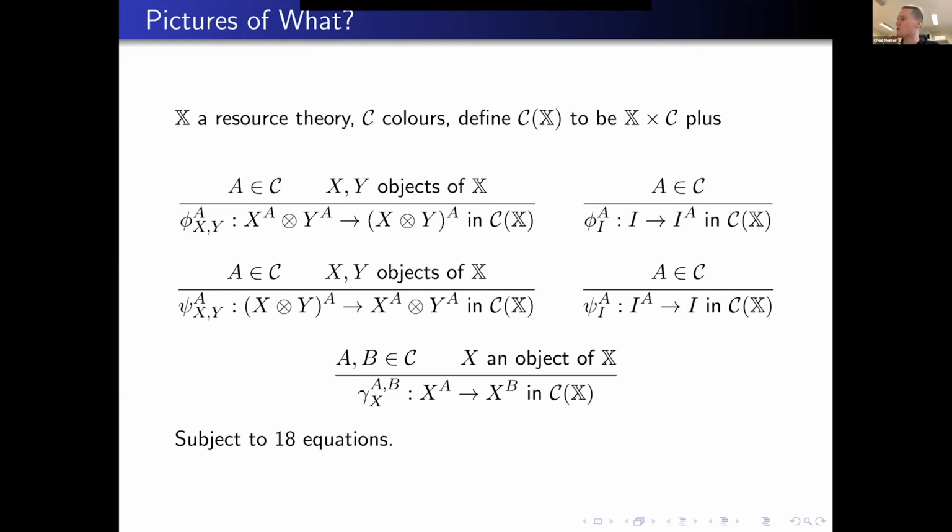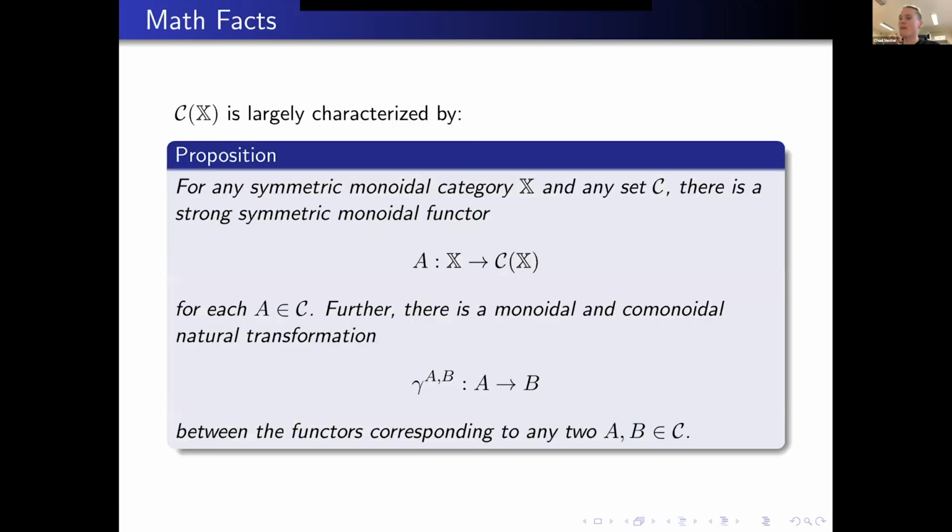And once we do this, our equations and our additional morphisms and our whole setup is largely characterized as follows. For any symmetric monoidal category X, this is our original resource theory, and any set C of colors, our axioms insist exactly that there's a thing that we call a strong symmetric monoidal functor from X, our original resource theory, to C of X. And the idea is that anything that is blue, anything belonging to Alice, is in the image of this functor, if that means anything to you.